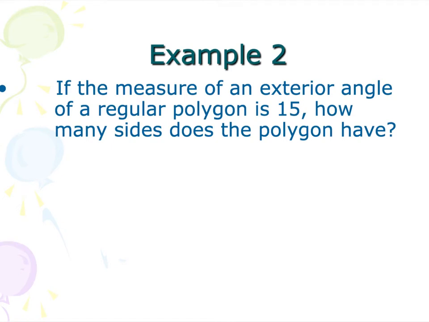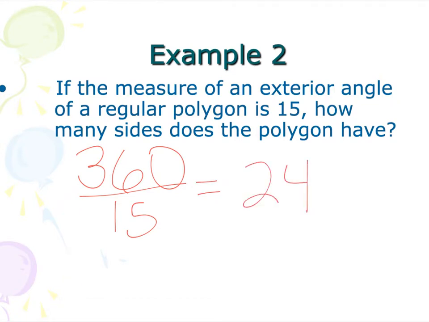All right, here we got, if the measure of an exterior angle of a regular polygon is 15, how many sides does the polygon have? Well, the number of exterior angles is the same as the number of sides, correct? So if all of my angles should add up to 360 and each one is 15, what could I do with those numbers? Well, if I divide 360 by 15, I've got 24 angles, which is 24 sides. Boom! How lovely was that?